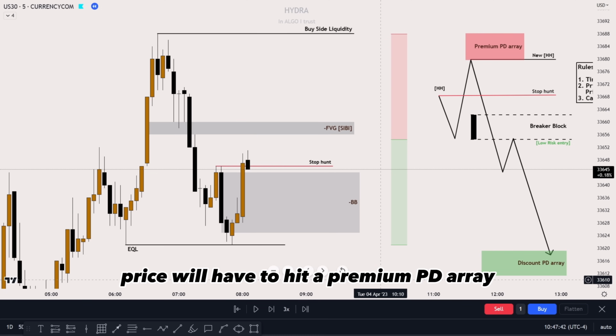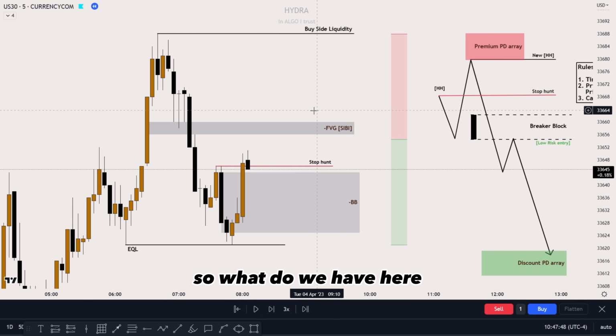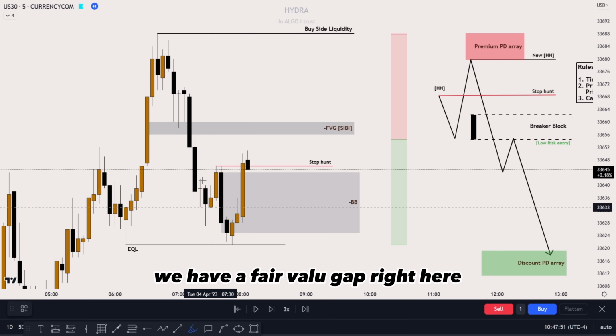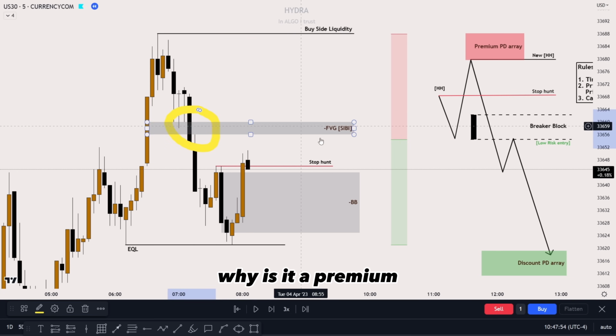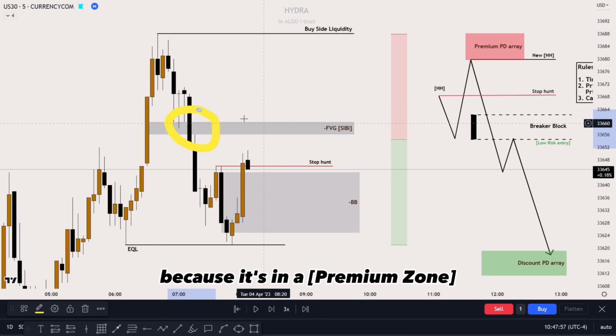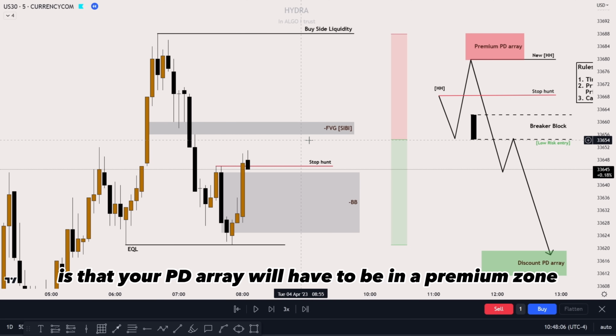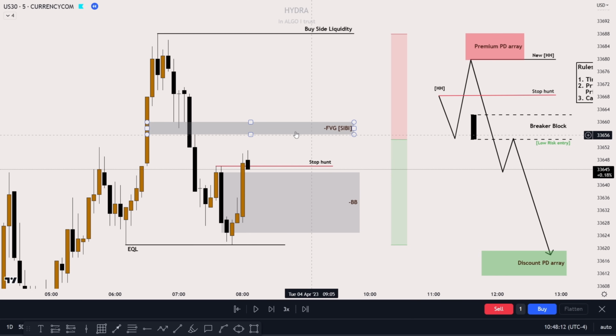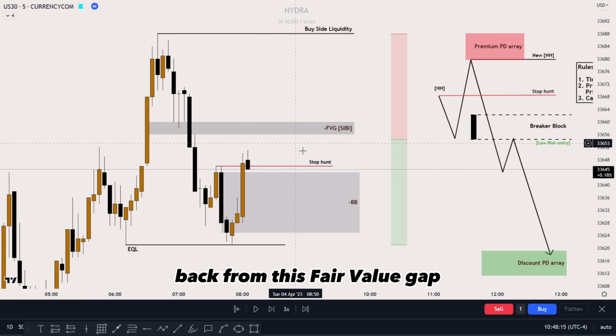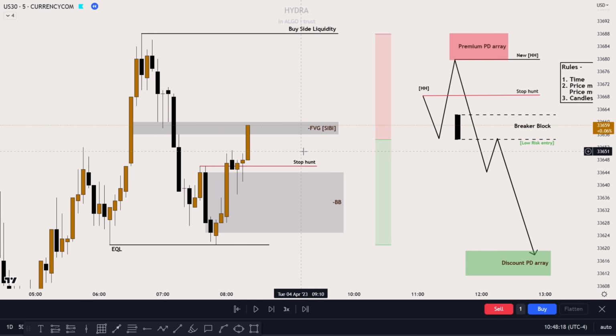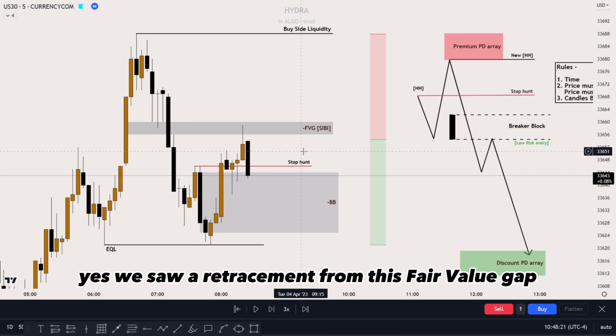Our second rule was price will have to hit a premium PD array if you are looking for shorts. So what do we have here? We have a fair value gap right here as a premium PD array. Why is it a premium? Because it's in a premium zone, right? It can be an order block, volume imbalance. That doesn't matter. The thing that matters is that your PD array will have to be in a premium zone. So our fair value gap is in a premium zone. So let's see if price retraces back from this fair value gap. Yes, we saw a retracement from this fair value gap.